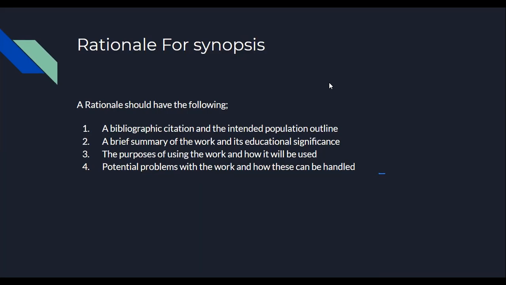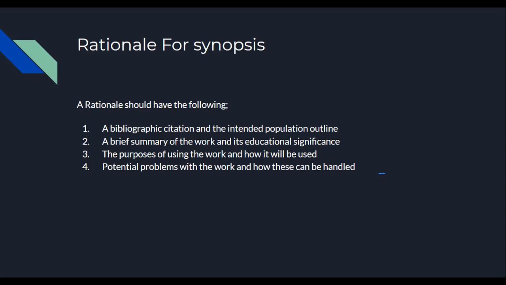The rationale should have the following. It should have a bibliographic citation of the independent population and of the intended population. It should have a brief summary of the work and its educational significance. It should have the purpose of using the work and how it will be used. It should elaborate on the importance of your work, and it should highlight the potential problems with the work and how these can be handled. Rationale is very, very important when you are writing a synopsis.